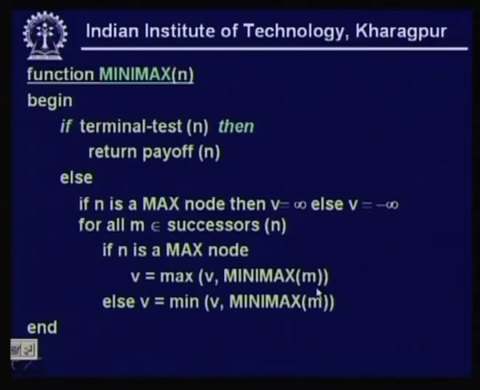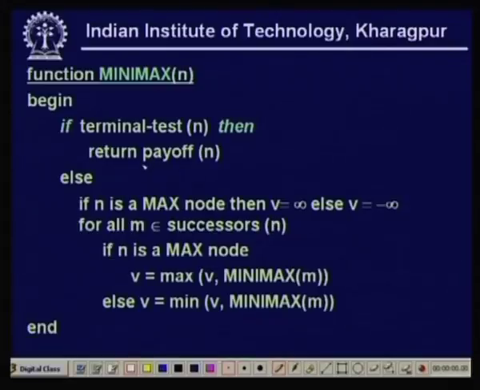So, the modified heuristic minimax function will look like this: minimax at the node n. If node n has reached the cutoff, has reached our terminal test of where we want to terminate search, then we return the estimate of n. We call this the payoff. So, this will be an estimated payoff of n. Else, if n is a max node, then we set v equal to minus infinity. If n is a min node, we set v equal to plus infinity.